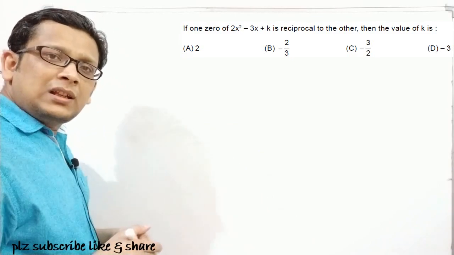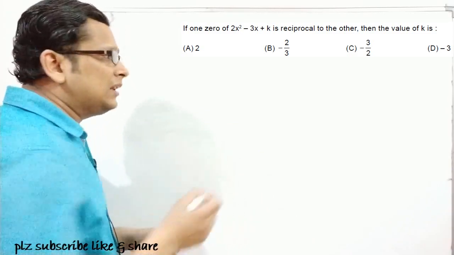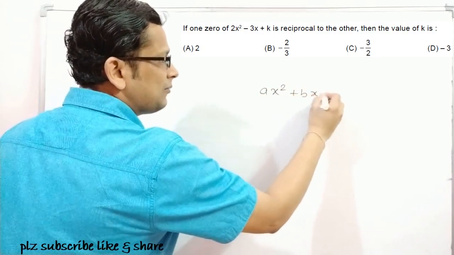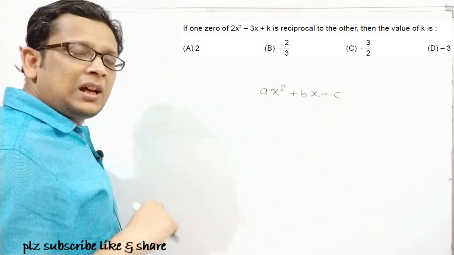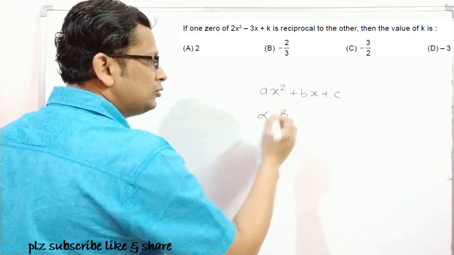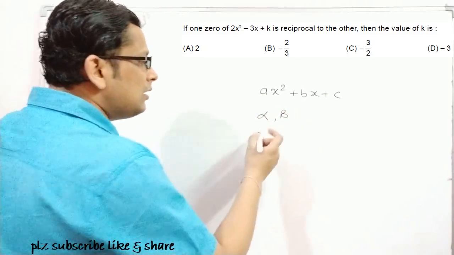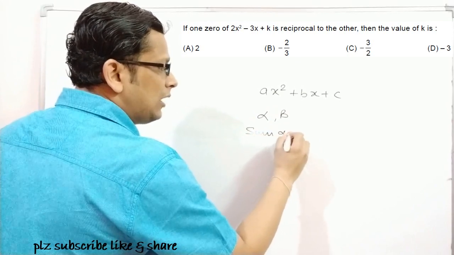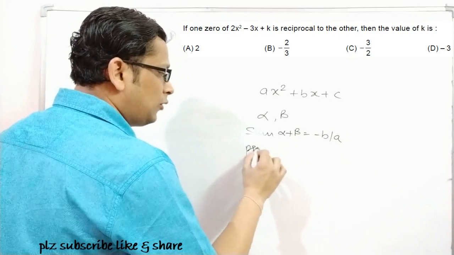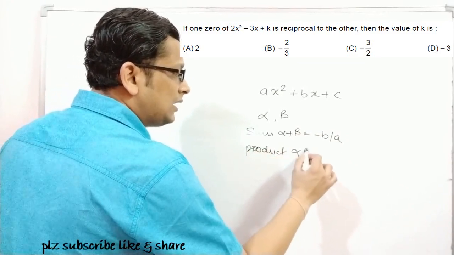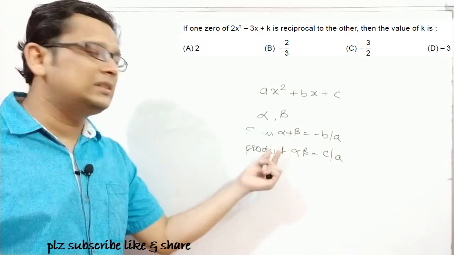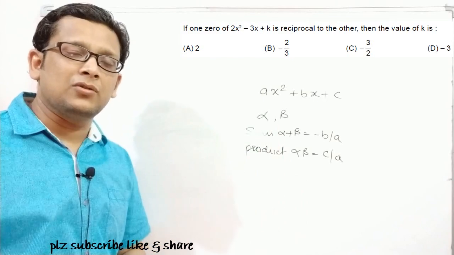So in a quadratic polynomial, we know that a quadratic polynomial is of this type: ax square plus bx plus c. If we assume that alpha and beta are the two zeros, or we can say two roots of this polynomial, then the sum of the roots alpha plus beta is equal to minus b by a, and the product of the roots alpha beta is equal to c by a. So we have to use these two formulas in the given question.